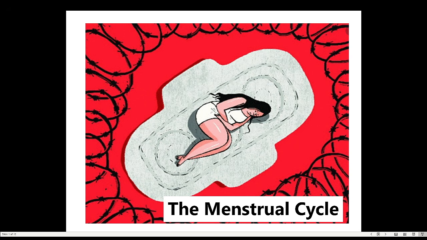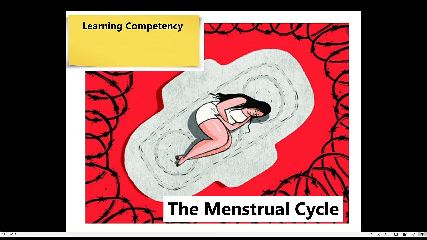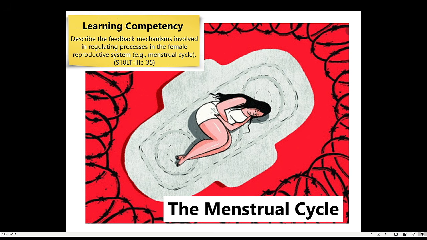Now, what is the learning competency that we want to tackle for this video lesson? What we want to do is describe the feedback mechanisms involved in regulating processes in the female reproductive system. The code is provided on your screens.